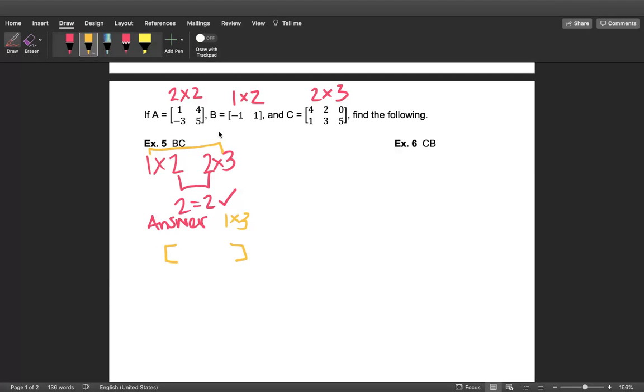Okay, let's go ahead and do this. Starting with my first row, first column. So -1 times 4 plus 1 times 1. So -1 times 4 gives me a -4. 1 times 1 gives me 1. -4 plus 1 gives me -3.